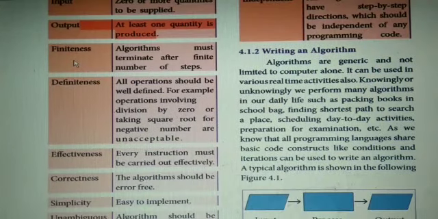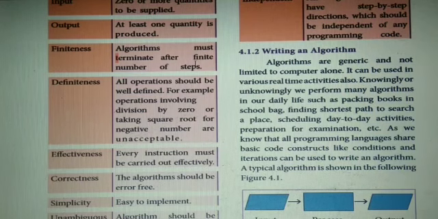Then finiteness. An algorithm must terminate after a finite number of steps. There should not be too many steps to complete a task. Take an example, you are coming to school. There are multiple ways available to reach a school. Which one will you prefer? Which is the shortest path? That one only you will prefer.